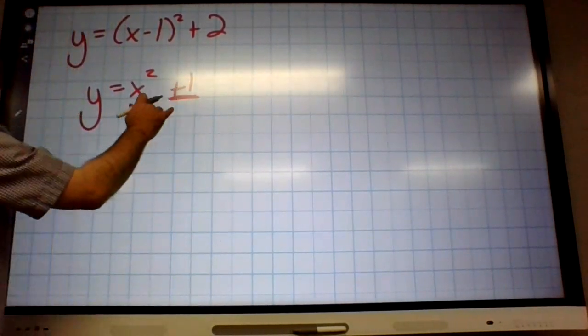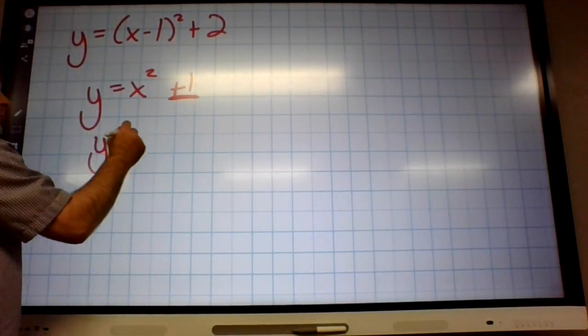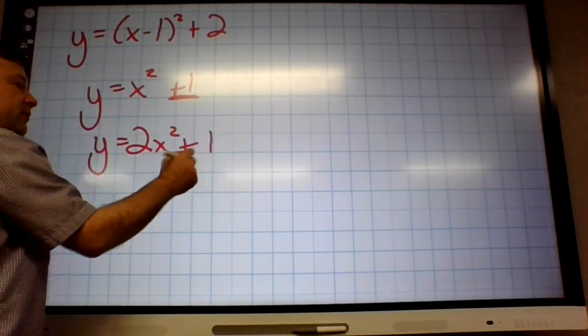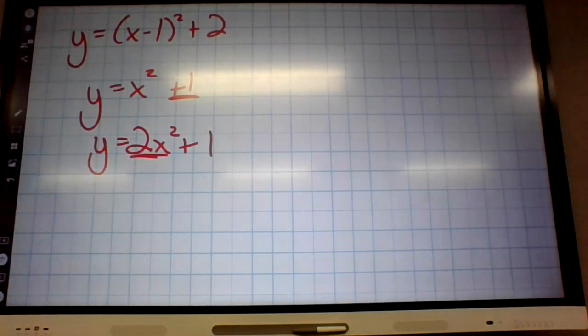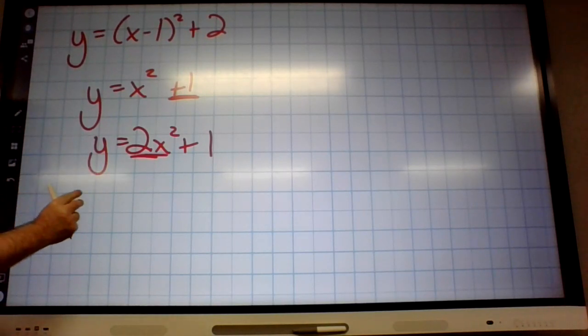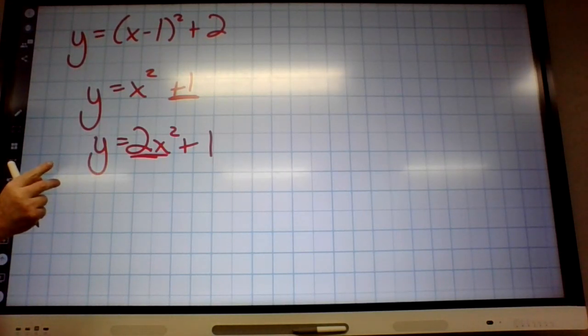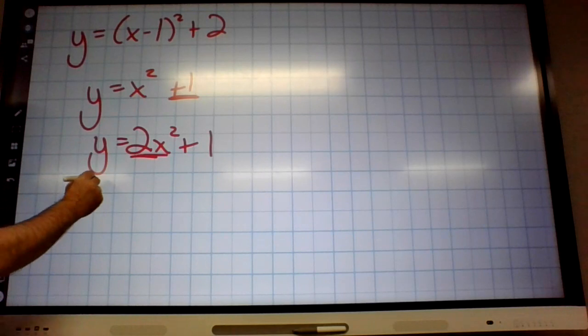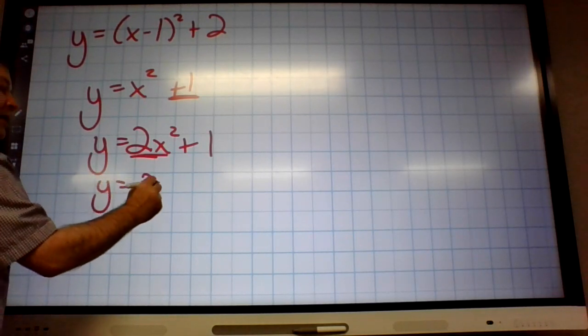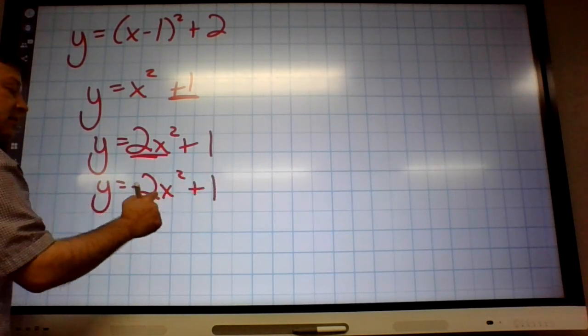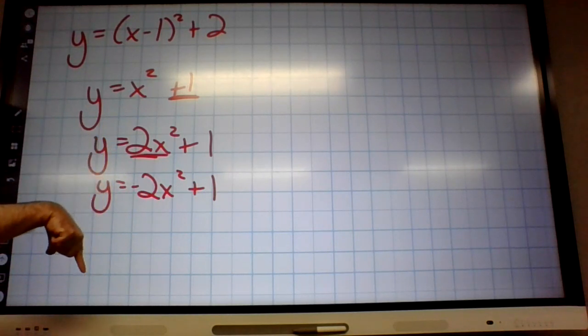Moves the graph up 1 or down 1. Okay, what happened when we put a 2 in front of the x squared? It got skinnier. It went up twice as fast. Yeah, it got narrow. The word we used was, what was the word we used? Flatter and steeper. Steeper, that's what we call it. Okay, and what happens if I throw a negative in front of that? It goes down. Okay, the graph goes down.